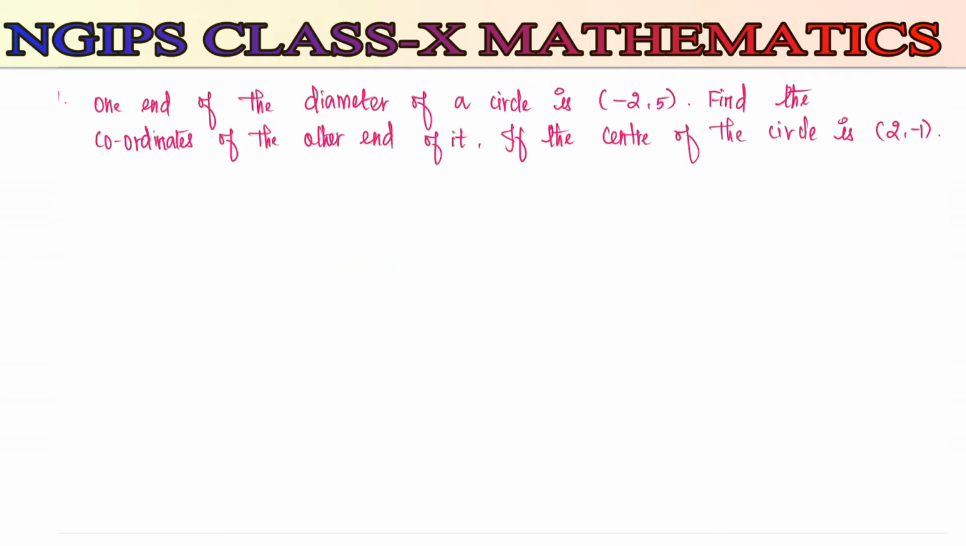Okay, here they have given the ninth one. One end of the diameter of a circle is given as (-2, 5). Find the coordinates of the other end. We need to find out the other end, if the center of the circle is (2, -1). We know very well the diameter is the line which passes through the center of the circle.